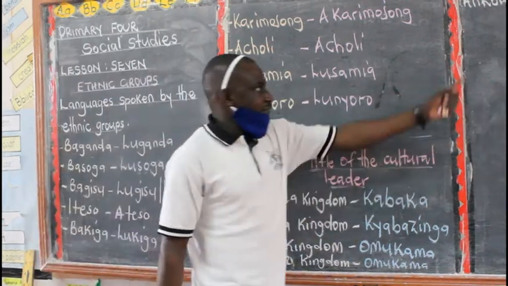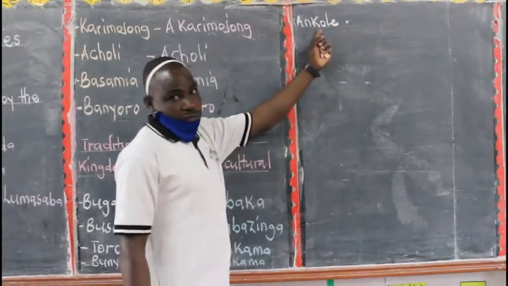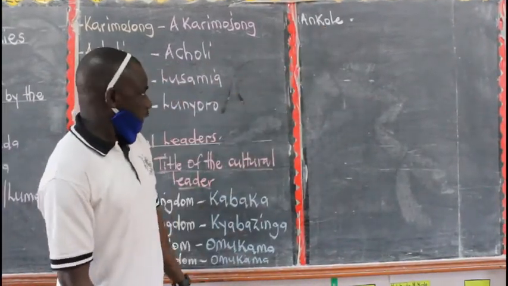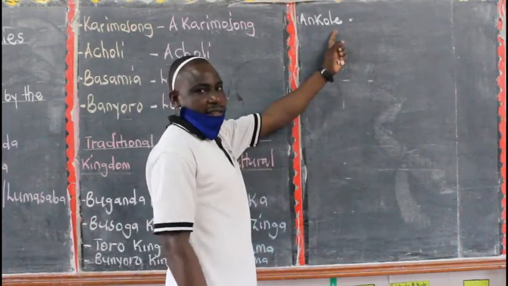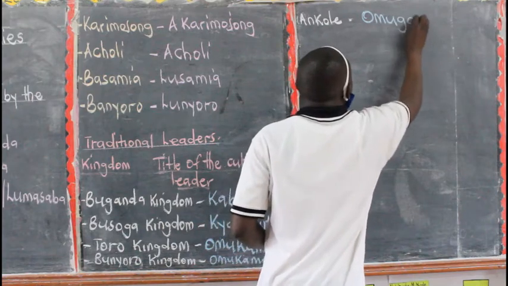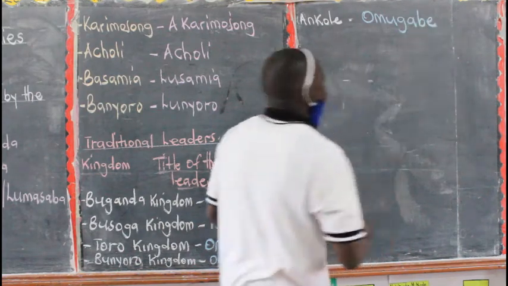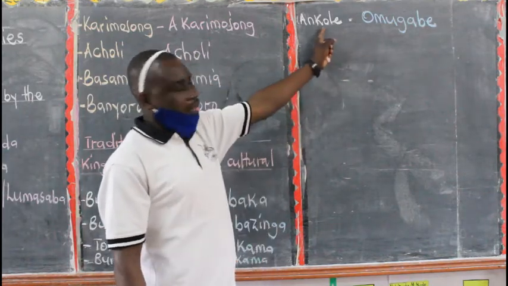And you can also look at another kingdom, and that is Ankole. If you look at Ankole Kingdom, they have a title which is given to their king, and that is Omugabe. So Omugabe is a title given to the king of Ankole.